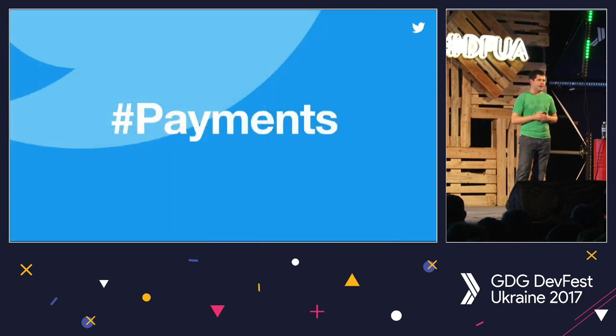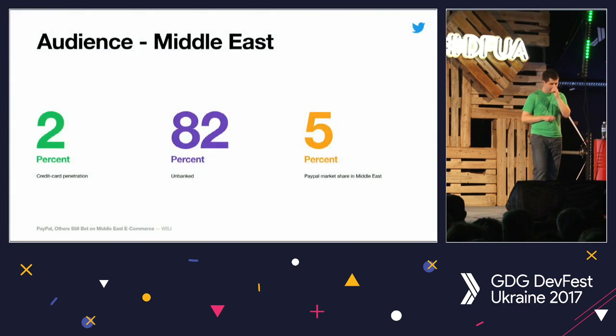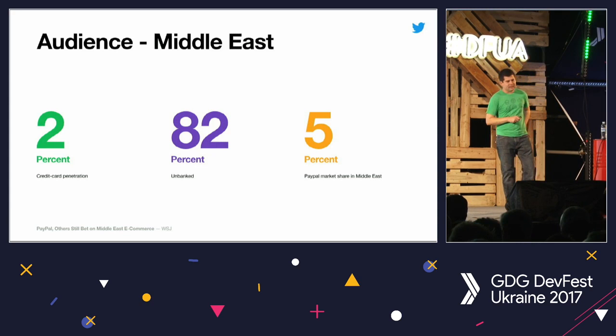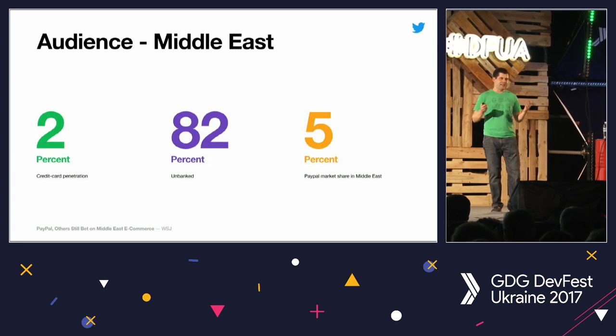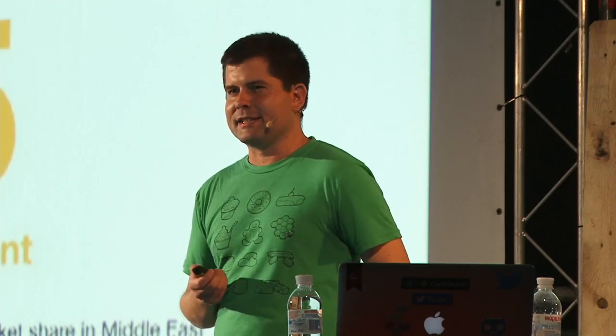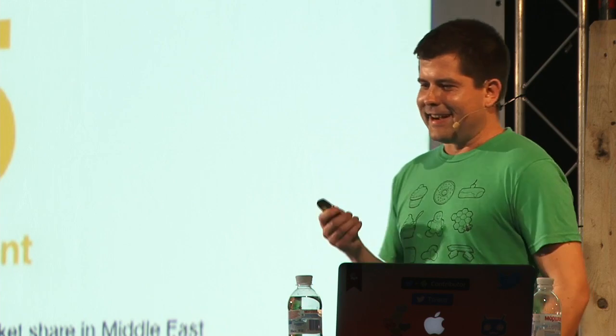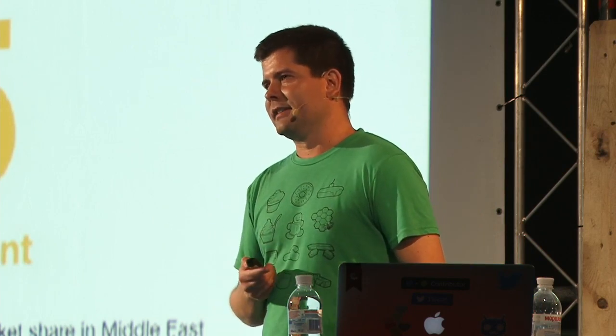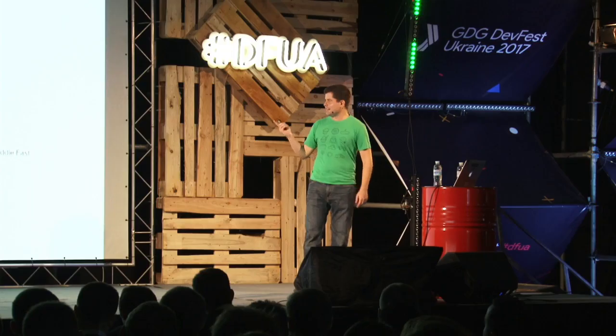So another common theme when you're looking to grow your app beyond these Western markets is handling payments. So an example is the Middle East. Only 2% of people in the Middle East actually have credit cards. In the United States, we all have credit cards. I probably got 6 credit cards in my wallet right now. 82% of them are unbanked. So they just live day to day with cash. I probably have 3 or 4 bank accounts.